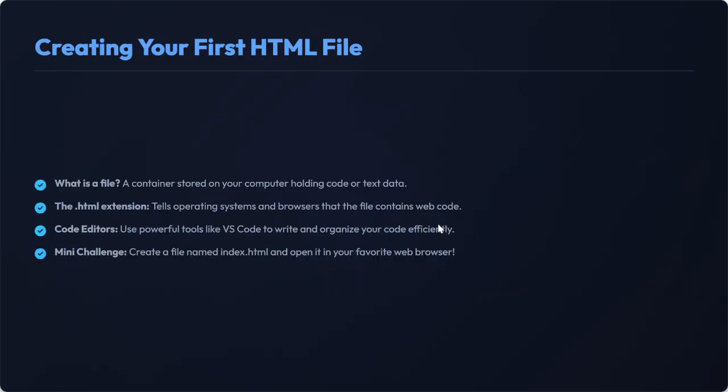Next, we're going to be creating our first HTML file. What is an HTML file, first of all? You probably ask. An HTML file is a container stored on your computer holding code or text data. Whenever you're creating an HTML file, you must end it with the .html extension. It tells the operating system and browser that the file contains web code and HTML code.